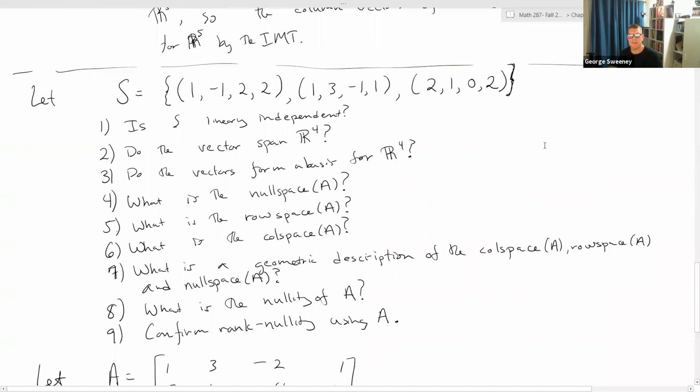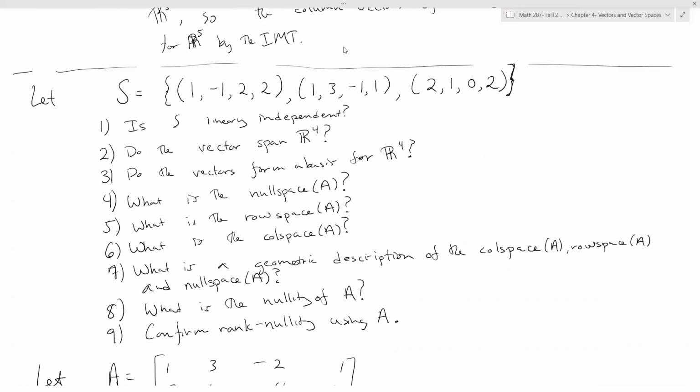So we've got this, right? We've got an S. Is the set S linearly independent? What do you think, Miguel? Is the set S linearly independent, and how do you know? That would be a yes, right? Okay, yep. And how do you know?